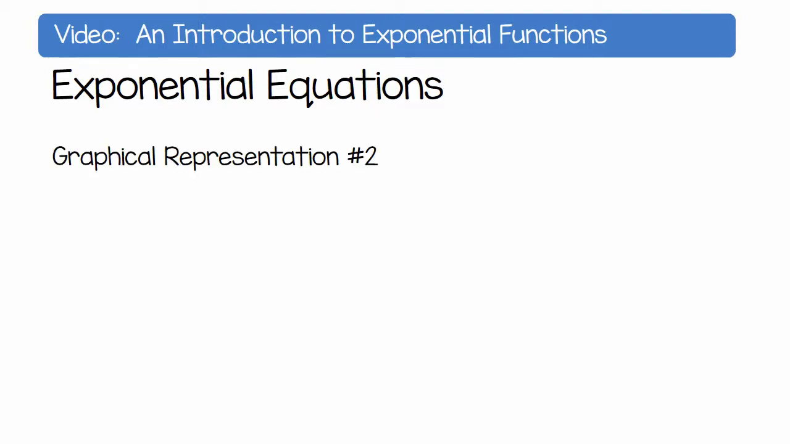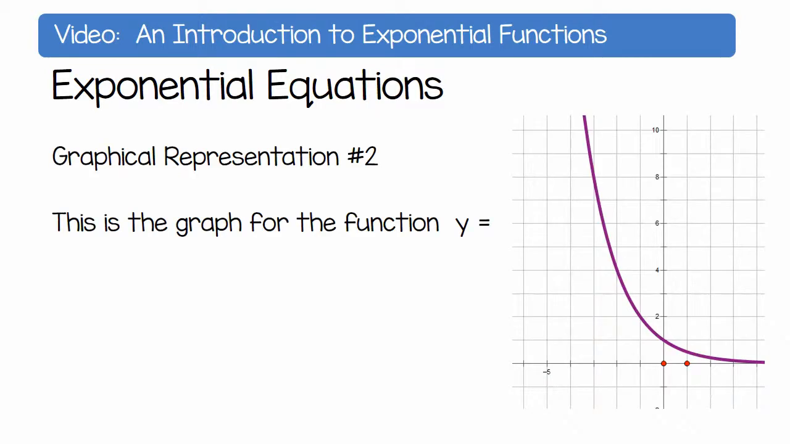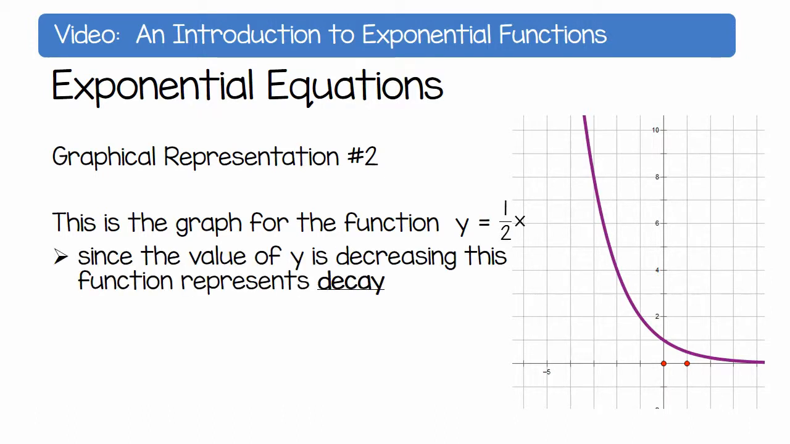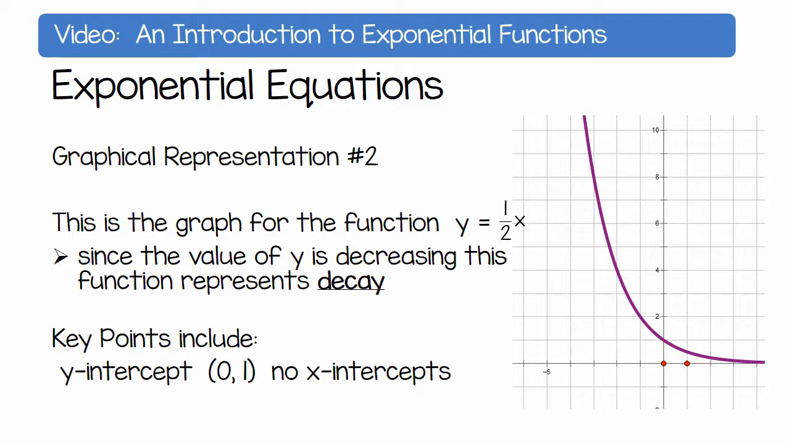Graphical representation number 2. This is the graph for the function y = (1/2)^x. Since the value of y is decreasing as you move from left to right, this function represents a decay. The key points include the y-intercept at (0, 1). There are no x-intercepts. Point 1 is (-3, 8), point 2 is (-2, 4), point 3 is (-1, 2). So we can see as x moves from left to right, the value of y is decreasing, which makes it a decay.